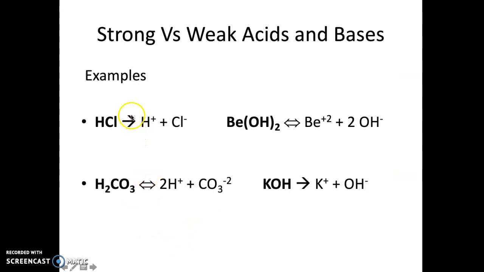Okay, so if I look at these, I'm looking at the arrow. Single-sided, double-sided, double-sided, single-sided. Does it always separate? Yep. Is it an acid or a base? Acid. So that's a strong acid. Here, does it always separate? No. Sometimes it does, sometimes it doesn't. Is that an acid or base? That's a base. So that's a weak base. Here, does it always separate? No. Is that an acid or a base? Acid. It's a weak acid. KOH always separates. That's a base. It's a strong base.